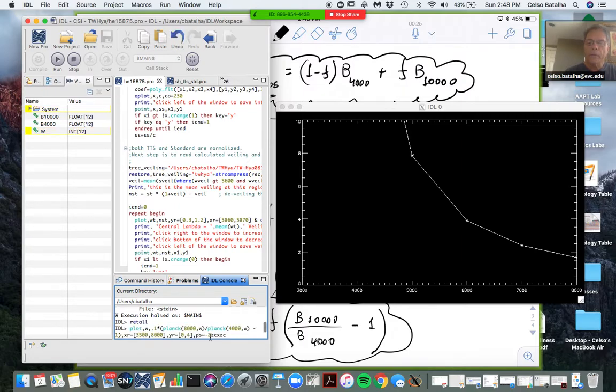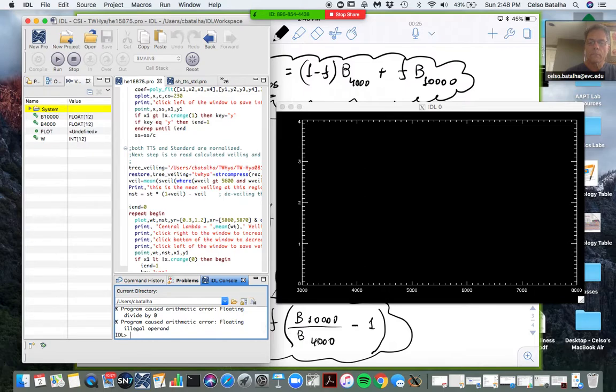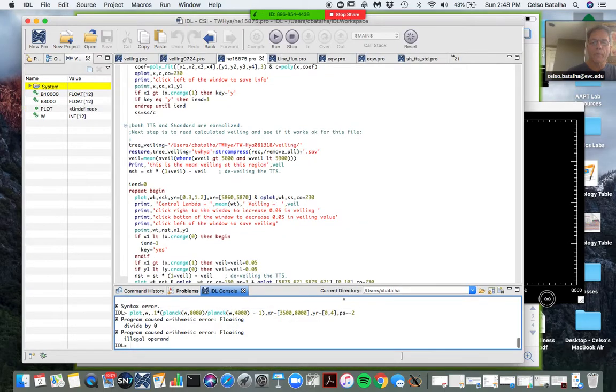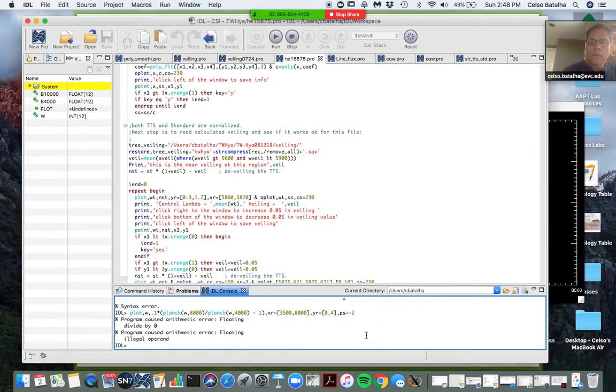I have to enter the wavelength first, and then the effective temperature, the wavelength first, and the effective temperature. And I still have an error. Man, what is going on? Okay, I don't need that. Wavelength first and effective temperature after. Illegal operand. Oh, I cannot operate with the function? I didn't know that. I cannot divide function.